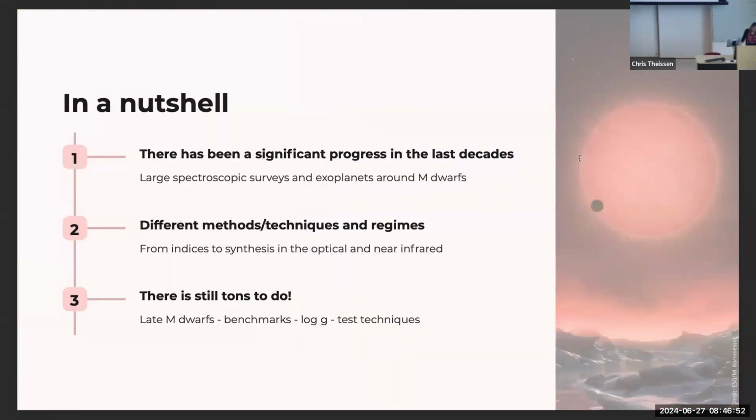So, during the past 3 days, we have been hearing about multiplicity of M dwarfs, ages, H alpha, masses, sizes, kinematics, a lot of stuff. But we haven't heard much about spectroscopic characterization, in particular, what it is with effective temperatures, log g, and metallicities. So I'm going to focus on that.